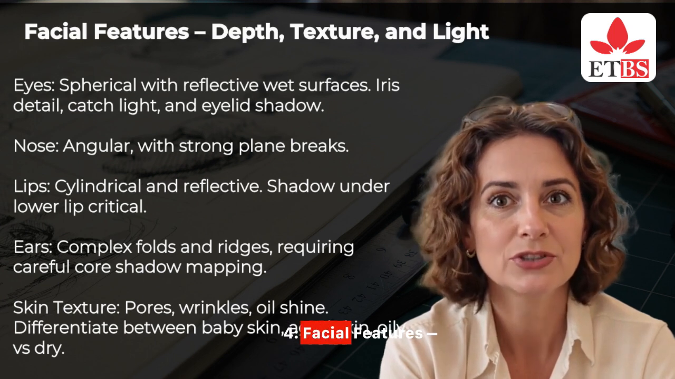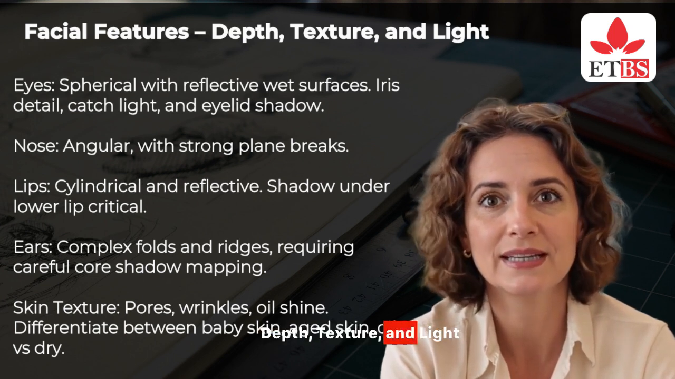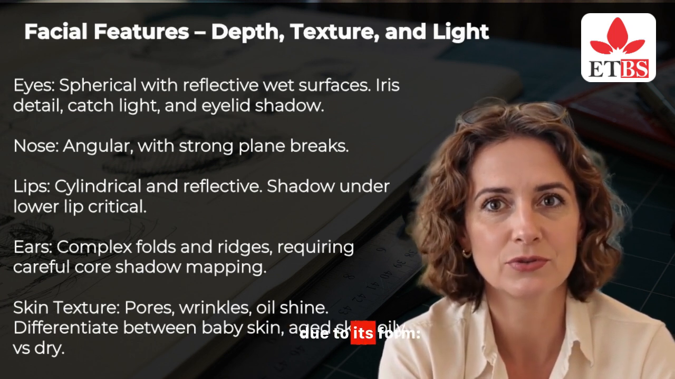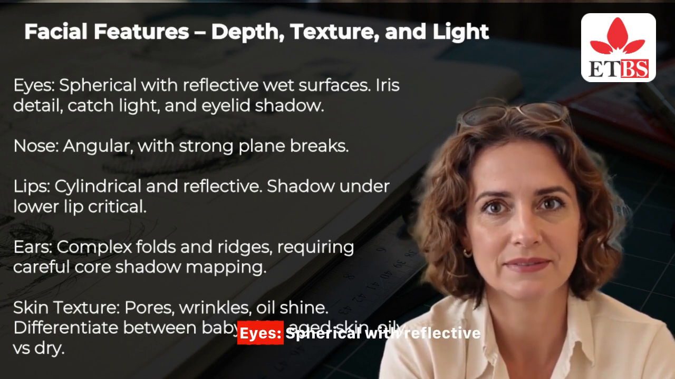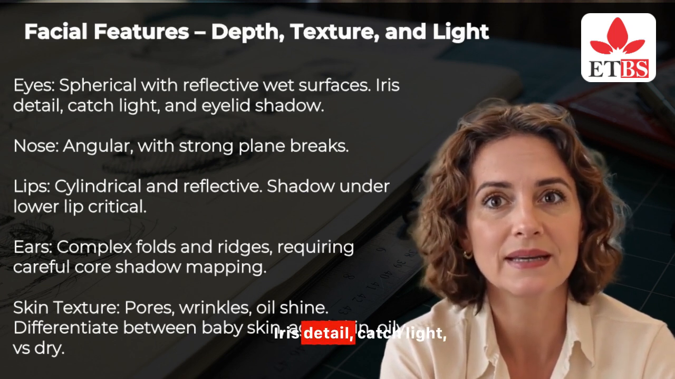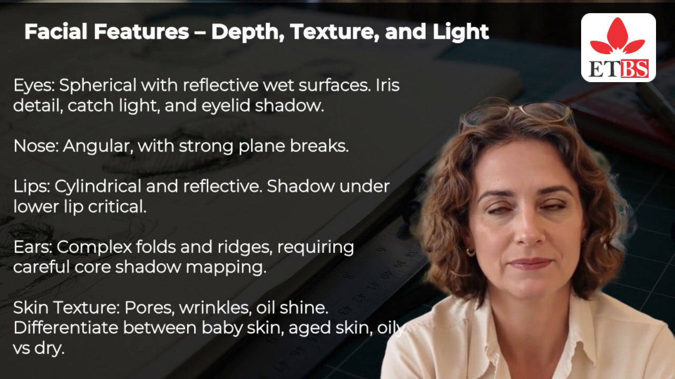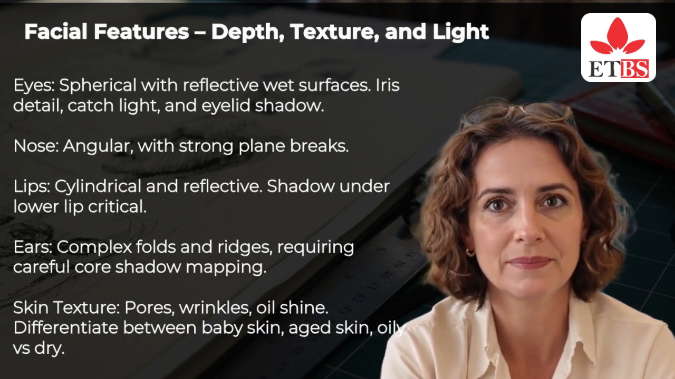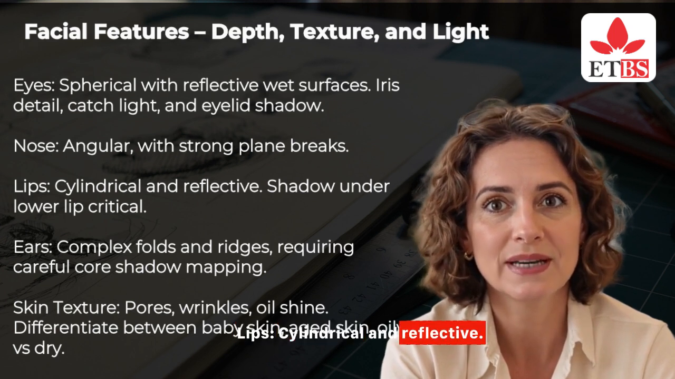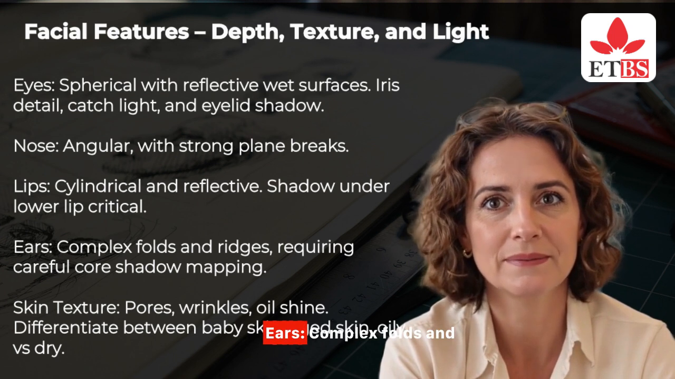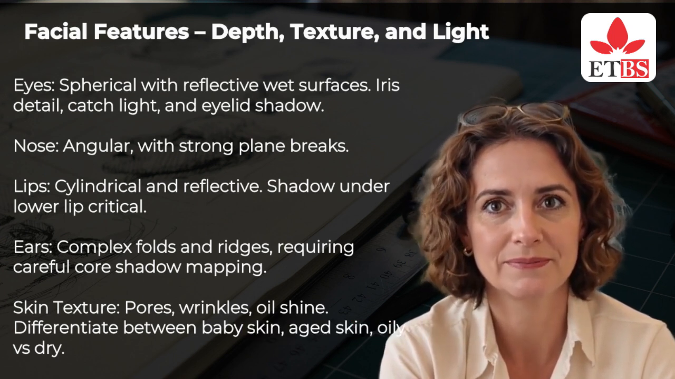4. Facial features, depth, texture, and light. Each feature of the face reflects light differently due to its form. Eyes: spherical with reflective wet surfaces. Iris detail, catch light, and eyelid shadow. Nose: angular, with strong plane breaks. Lips: cylindrical and reflective. Shadow under the lower lip is critical. Ears: complex folds and ridges, requiring careful core shadow mapping.